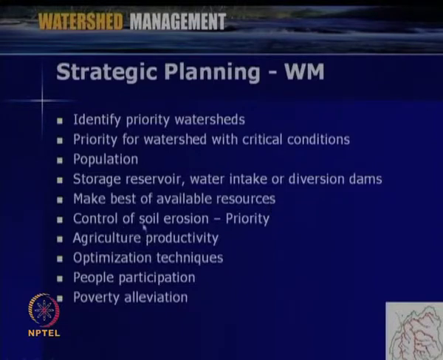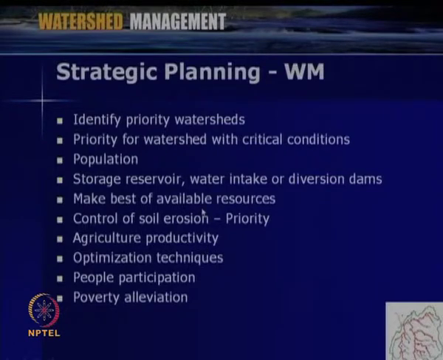Then another important issue will be soil erosion. As we discussed earlier, soil erosion reduces the fertility of the area. So we have to control the soil erosion, so we can go for conservation of the soil. Then agriculture productivity: if the productivity is very low, how can we improve it.